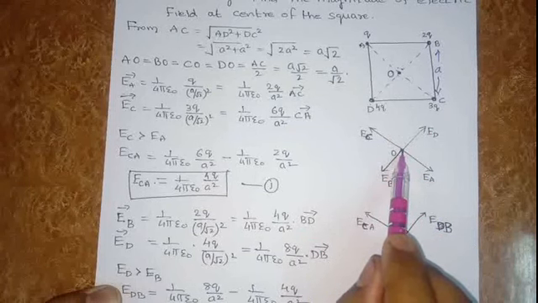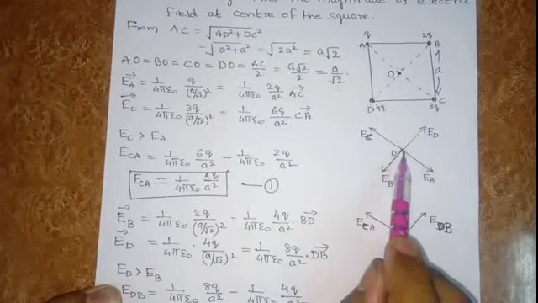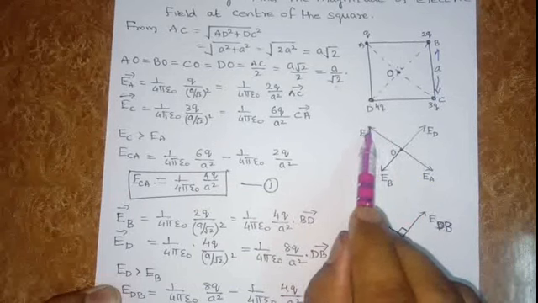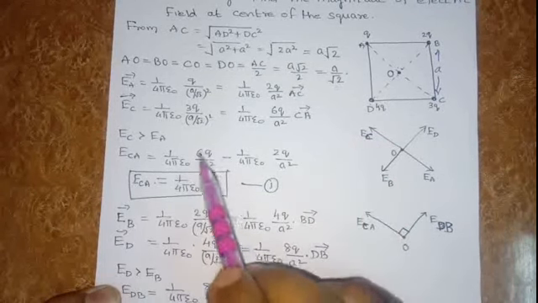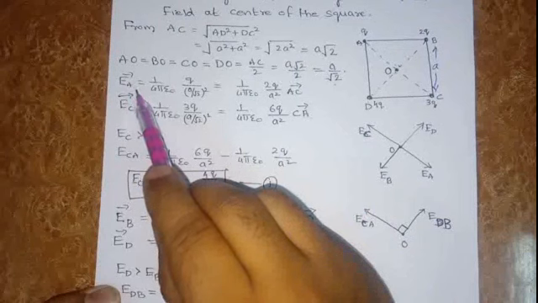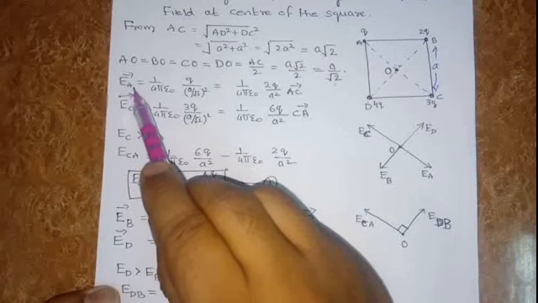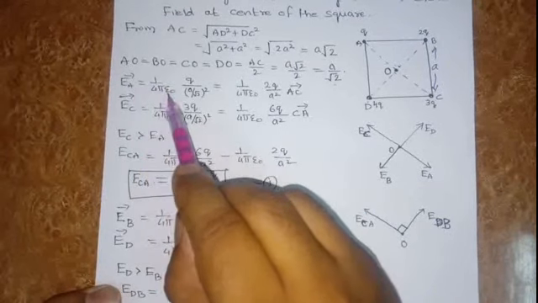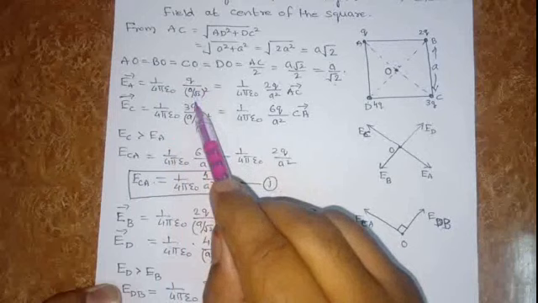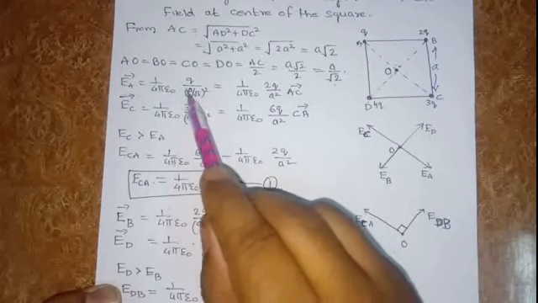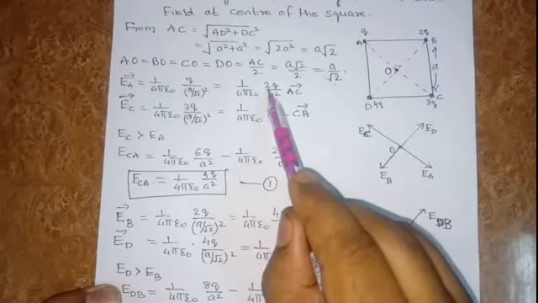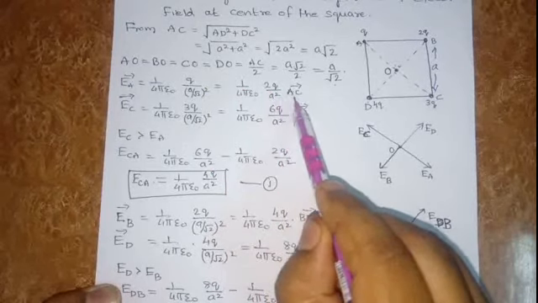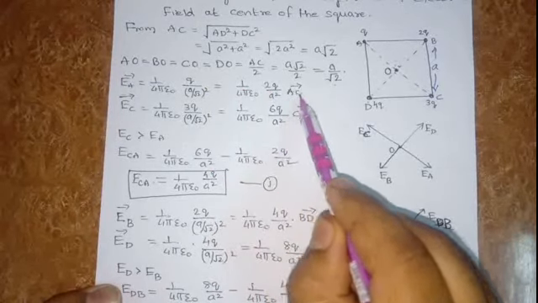So the electric field due to charge at A is like this, and the electric field due to charge at C is like this. Now let us consider what is the electric field due to charge at A. Electric field at O due to charge at A, EA, is equal to 1 by 4 pi epsilon 0 Q divided by A by root 2 the whole square, which is equal to 1 by 4 pi epsilon 0 2Q divided by A square, and the direction will be AC.